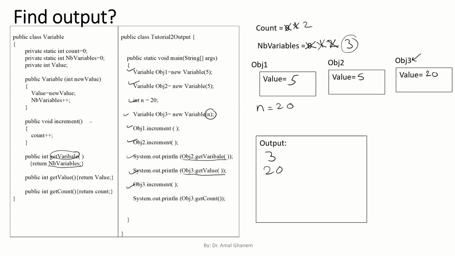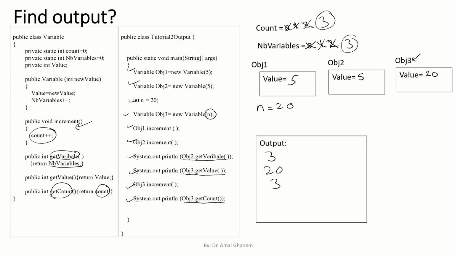Object3.increment: again call the method increment and increment count. So count will be 3. And then object3.getCount, I have to call the method getCount and return the latest value of count, which is 3. So we will have the output as 3.